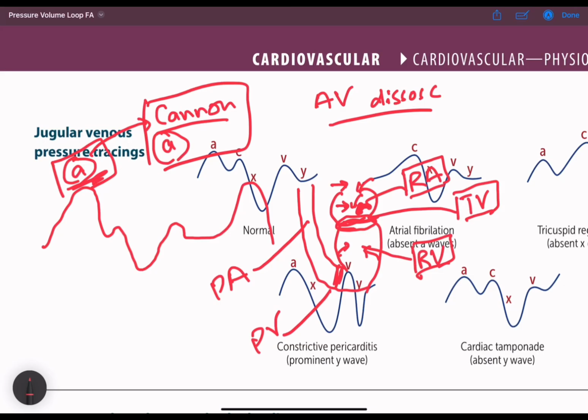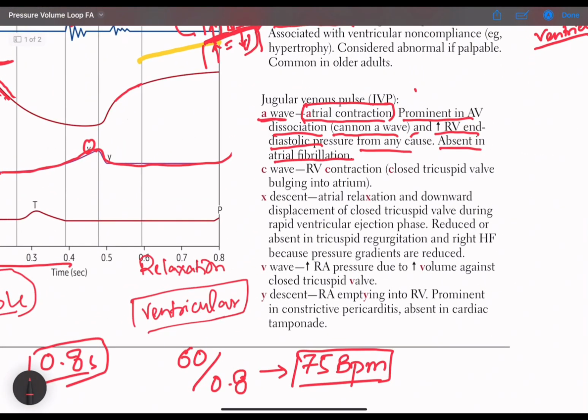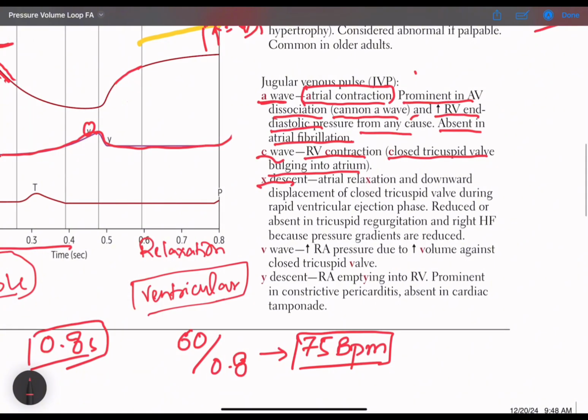In other words, we can diagnose AV dissociation if we have the jugular venous pressure tracings of a patient, and we don't have electrical activity coordinated for that particular patient. So this was all about A wave. Then we have C wave. C wave is caused by right ventricular contraction, the closed tricuspid valve bulging into atrium. Then we have X descent. The atria starts to relax and there is downward displacement of closed tricuspid valve during rapid ventricular ejection phase. It is reduced or absent in tricuspid regurgitation and right heart failure because pressure gradients are reduced.